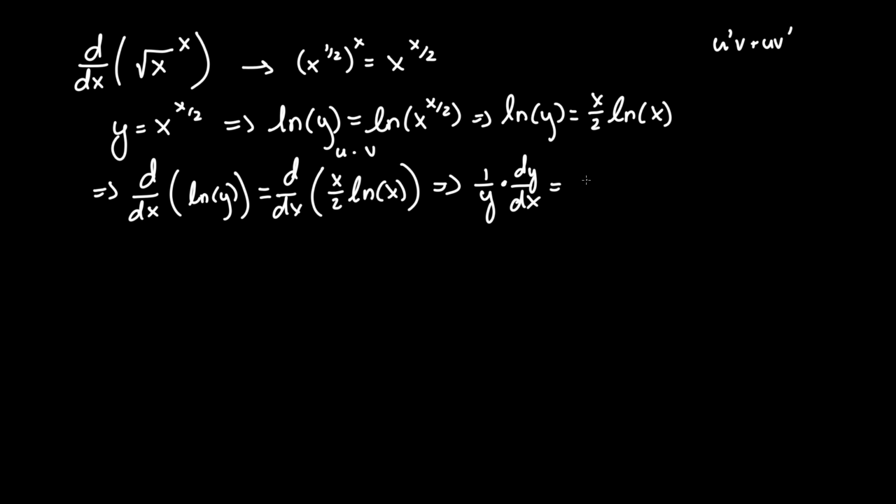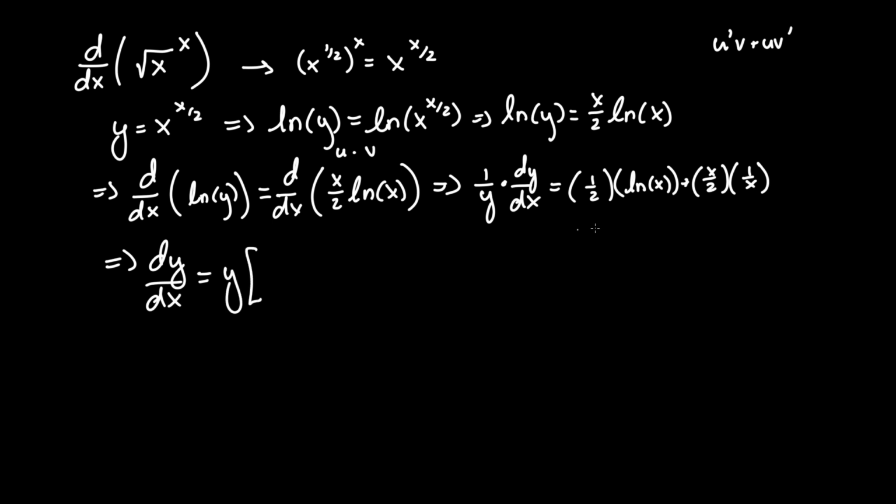And that simply equals the derivative of x over 2 is just 1/2 times v, which was ln x, plus u, which was x over 2, times v prime, which is 1 over x, the derivative of ln x. And multiplying both sides by y, we can see that dy dx, the slope or derivative, equals y times everything else here on the right hand side, 1/2 ln x, plus we can also see that the x's cancel, so that becomes 1/2. And we see that back here, y equals x to the x over 2.